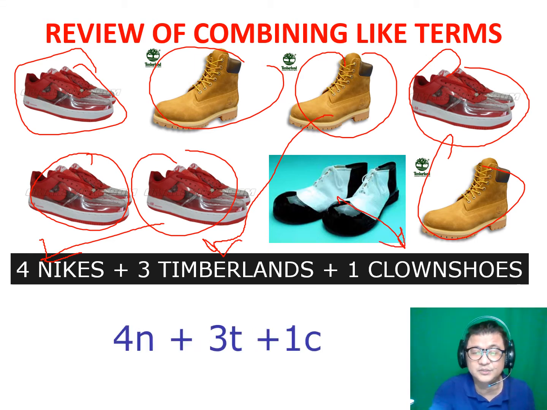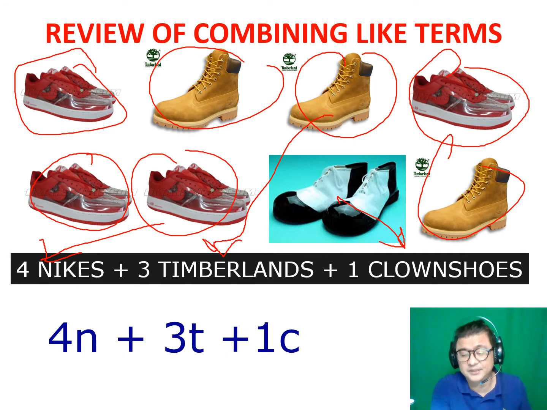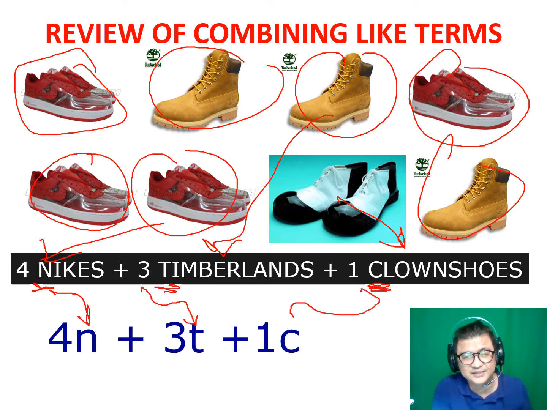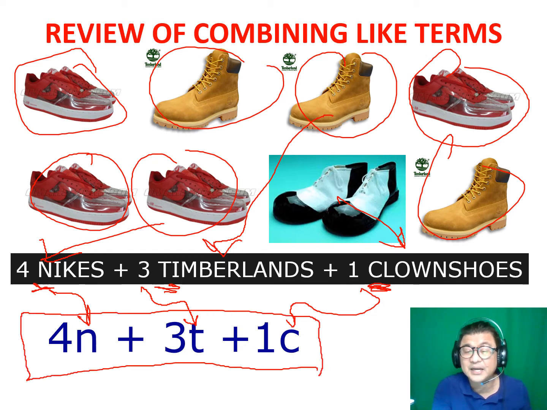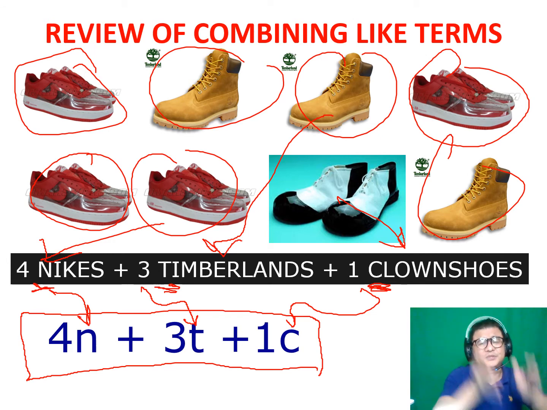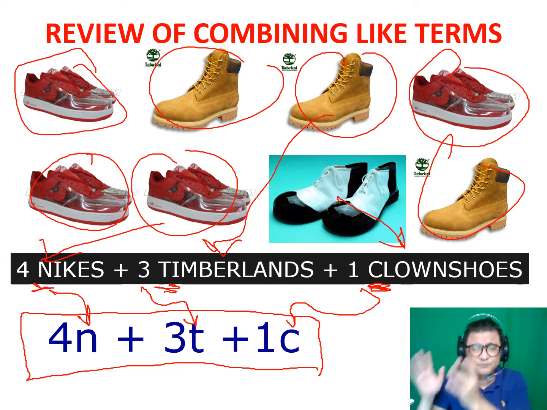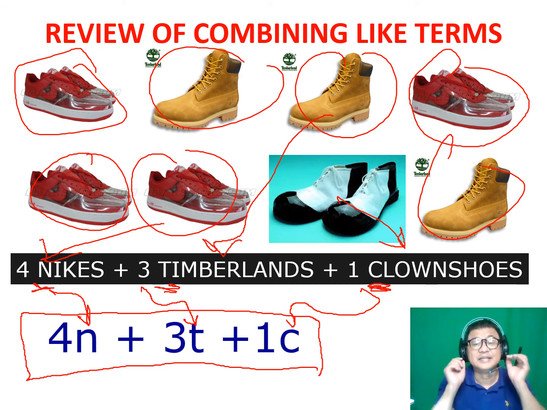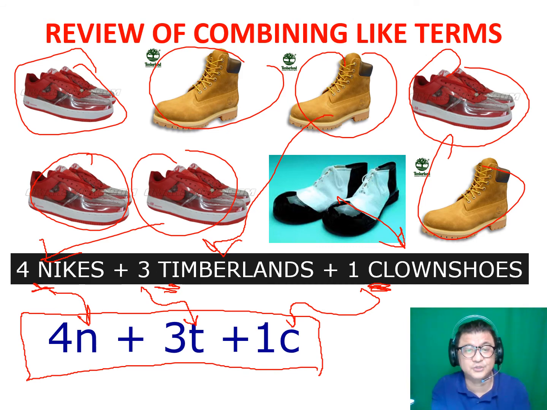And because we're in math, people are lazy in writing long words. So instead of Nike, they write letter N. Instead of writing Timberland, they write T. Instead of writing clown shoes, they write C. So this one, guys, is already a simplified expression. Can I still further combine them? No, I cannot combine them because the Nikes should be separated from the Timberlands, separated from the clown shoes. You cannot combine if they are different. Okay, so that's your final answer.